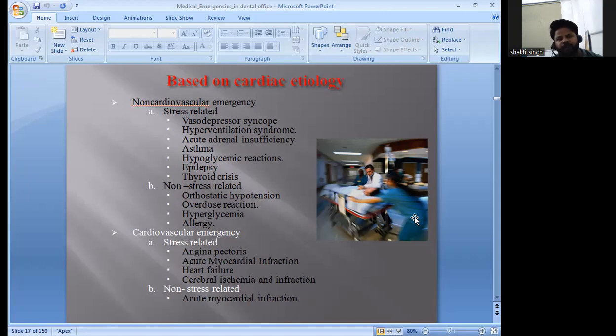Then we come to the cardiovascular emergencies, which are A, stress related, such as angina pectoris, acute myocardial infarction, heart failure, cerebral ischemia and infarction. Then B, which is non-stress related, is the acute myocardial infarction.